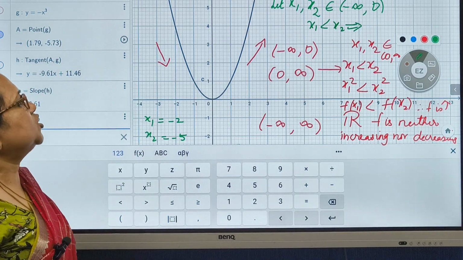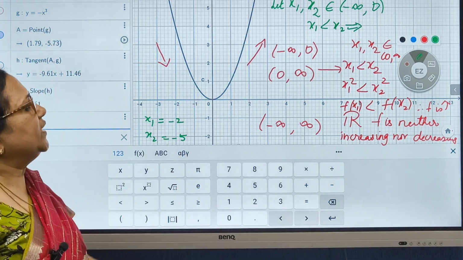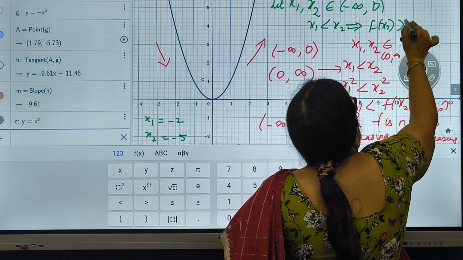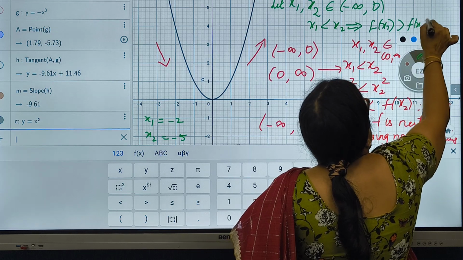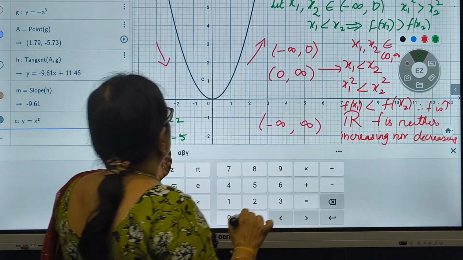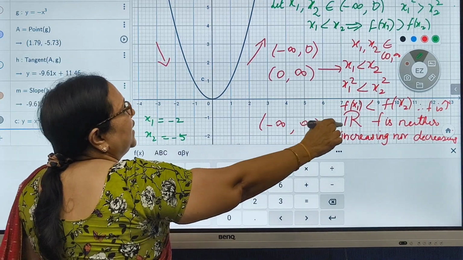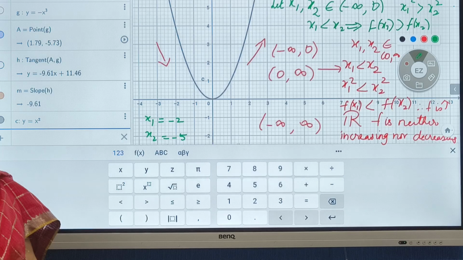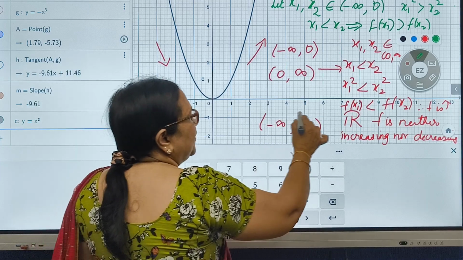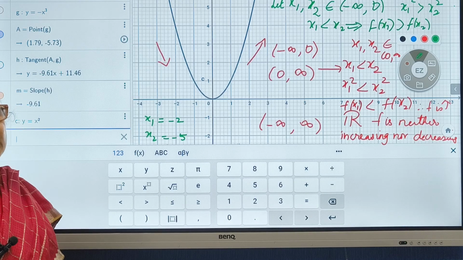Minus 5 is less than minus 2. But minus 2 square, that is 4, is less than 25. So x1 less than x2 implies f of x1 is greater than f of x2, or x1 square is greater than x2 square. You can give an example and check if you want to verify. So, if you look at the entire real line, f of x equal to x square is neither increasing nor decreasing. In 0 to infinity it is increasing, in minus infinity to 0 it is decreasing. Is it clear?